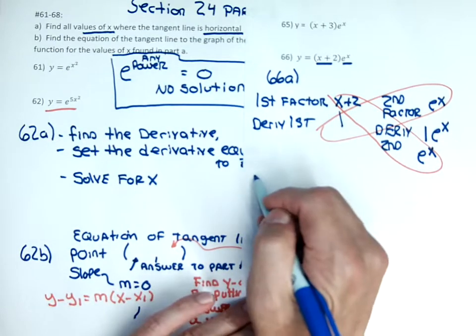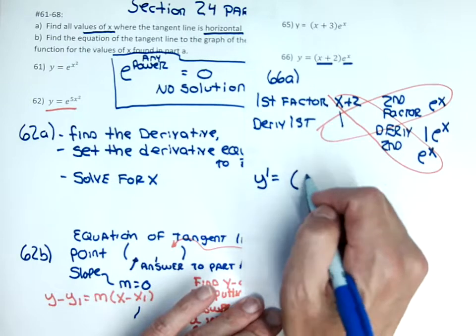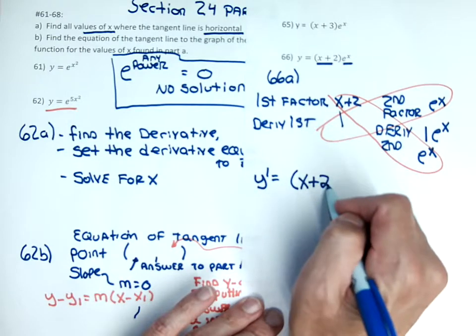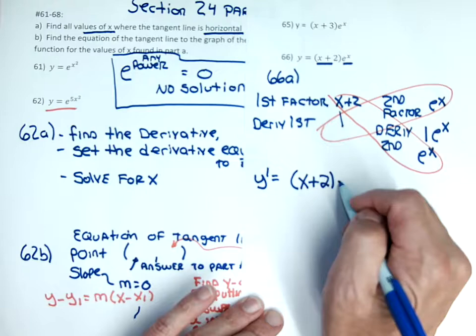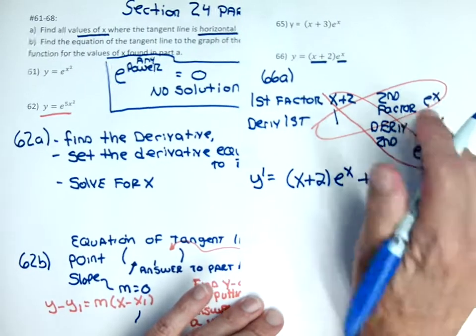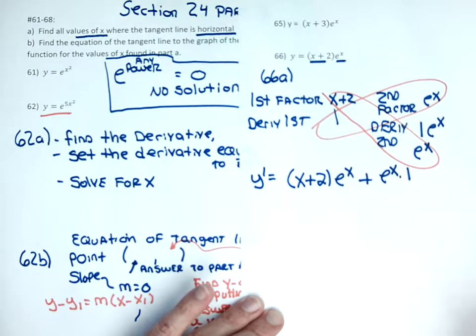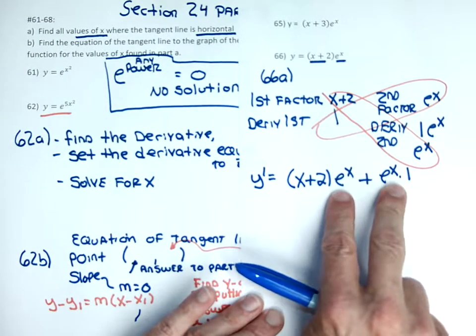So my derivative for 66a, y prime equals the first factor, x plus 2, times the derivative of the second, e to the x. Probably should have written that first, but it's not going to matter. Plus the second factor, e to the x, times the derivative of the first, which is 1. Pull out my common factor of e to the x.